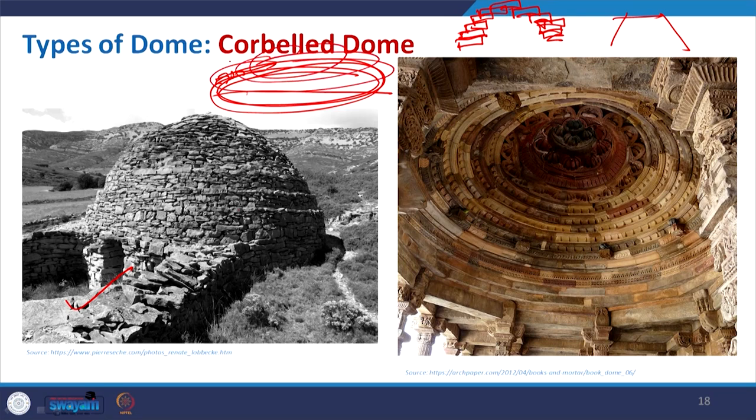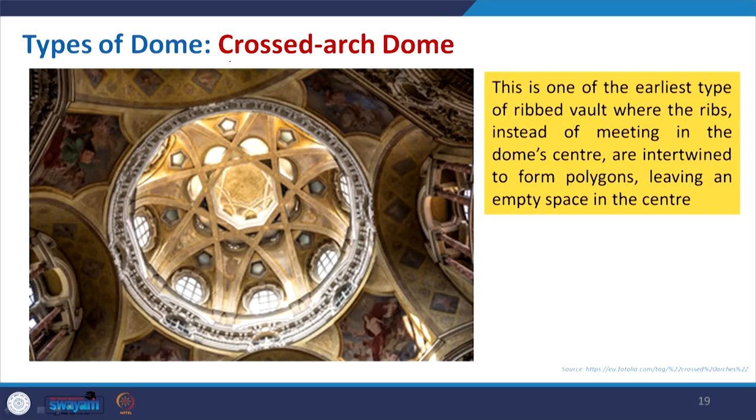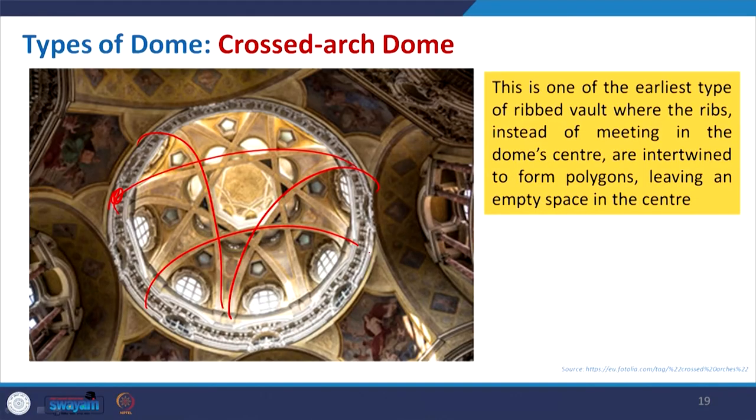So, likewise we will go for this kind of corbelled dome. The crossed arch dome is similar to what we have seen, where multiple arches create an octagonal shape, or sometimes even more arches give a more polygonal shape, and this is supported with some kind of wall. So, this dome being created is the crossed arch dome. This is one of the earliest types of ribbed vault, where ribs, instead of meeting at the dome center, are intertwined into the polygons that we have also seen in the ribbed and cloistered vault.